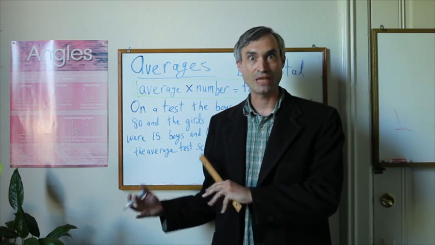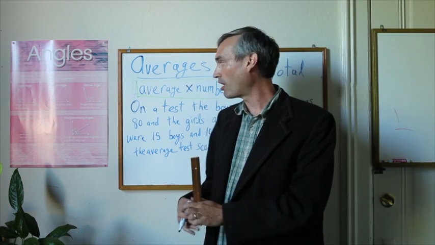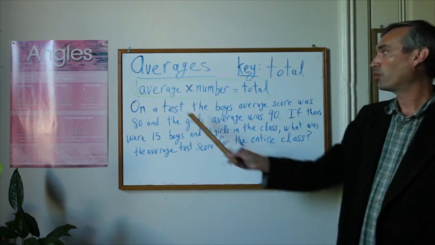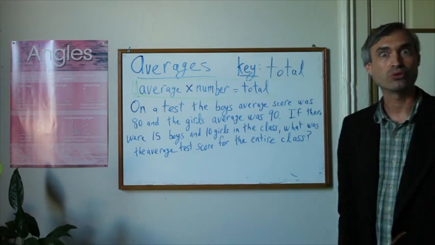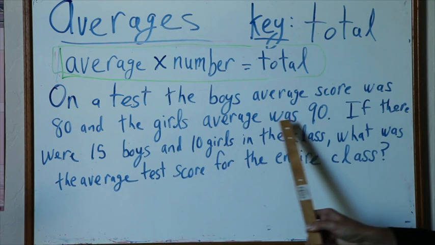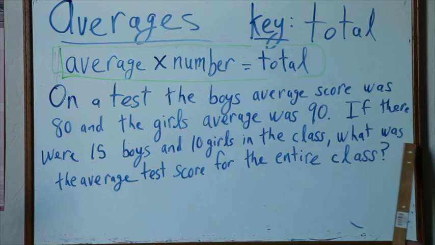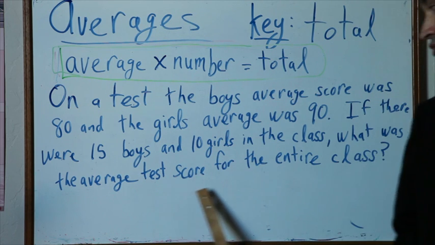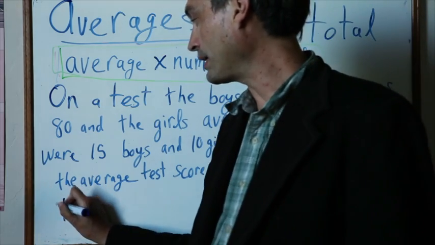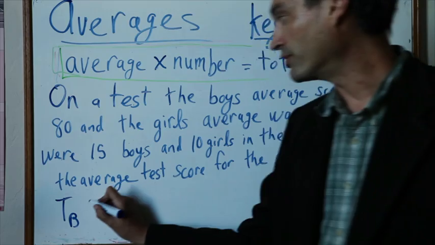Here's another challenging SAT, GRE, or GMAT average problem that can be solved by working with underlying totals. The key relation again was the average times the number equals the total. On a test, the boys' average score was 80 and the girls' average score was 90. If there were 15 boys and 10 girls in the class, what was the average test score for the entire class? So we'll start out by getting the total for all the boys' test scores in the classroom.